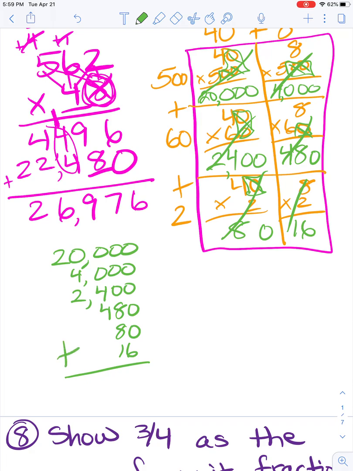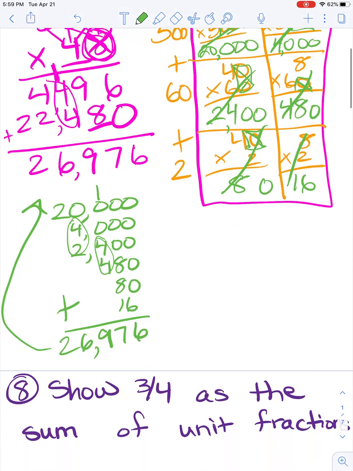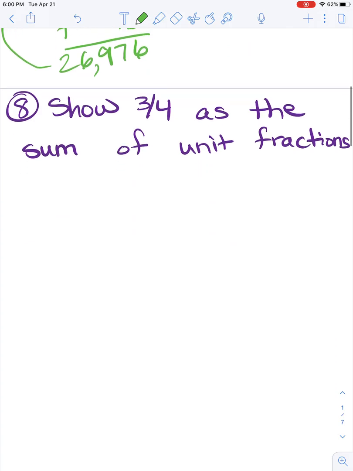Remember, I crossed them off to show that I've used them so we don't use them more than once, or so that we don't forget any. I'm going to add my ones, and I only have 6. I'm going to add my tens. I have 8 plus 8 is 16, plus 1 is 17. I'm going to go to my hundreds place. 4 plus 4 is 8, plus 1 is 9. Go to my thousands place, and a 6, and my 10,000s place is a 2. Our numbers match up at 26,976. Again, I don't care which strategy you use.